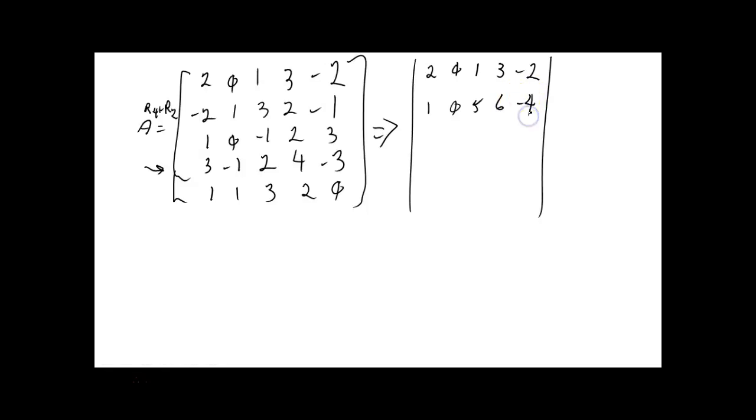Negative 4. Okay. What's that? Yeah, right. Okay, let's write down the next row. It's already got a 0 there. 1, 0, minus 1, 2, 3. Okay? And we're going to leave this row alone. 3, negative 1, 2, 4, negative 3.